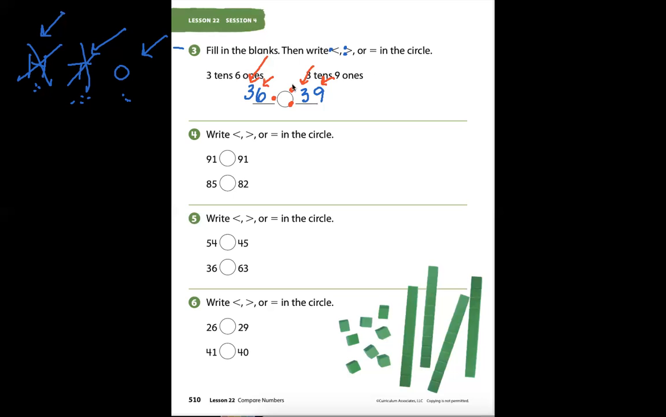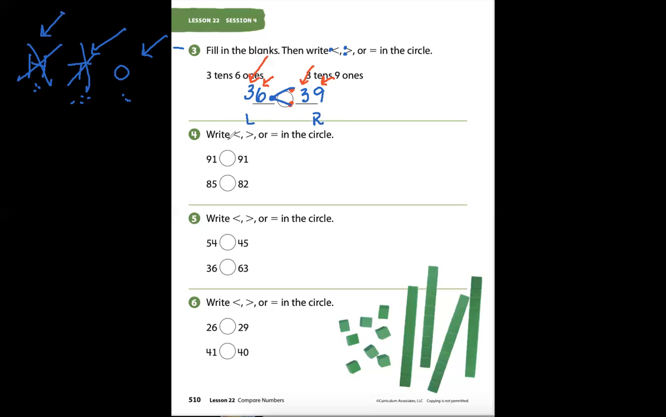Now we connect those dots starting on the side that has 2 dots. And we read from left to right. And because 36 is less, it has 1 dot. So 36 is less than 39.